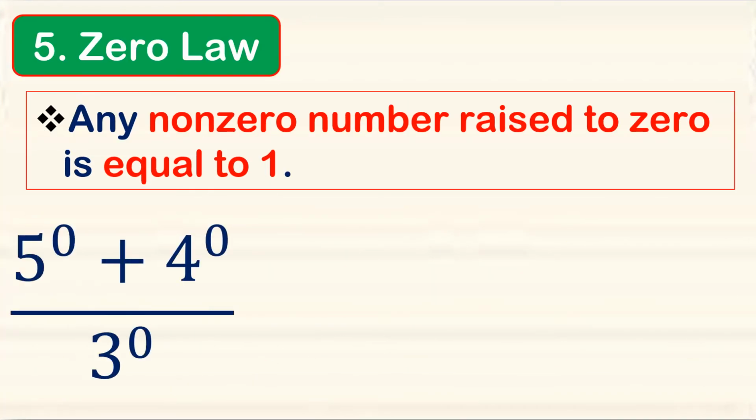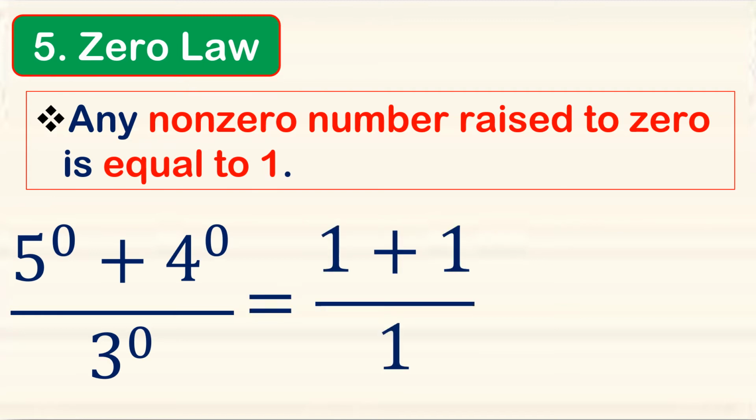Now let us have another one. So 5 raised to 0 plus 4 raised to 0 over 3 raised to 0. So in here, 1 plus 1 over 1. Since 5 raised to 0 is equal to 1, plus 4 raised to 0 is equal to 1. So in the numerator, we have 2. So 2 over 1. Simplifying further, we get 2, because any number has a denominator of 1.